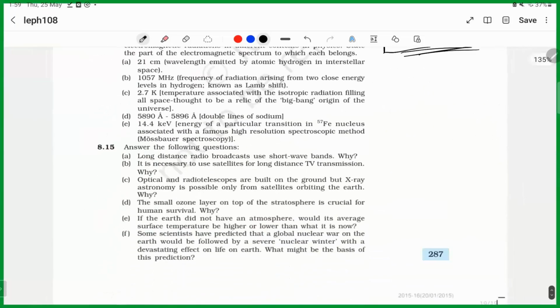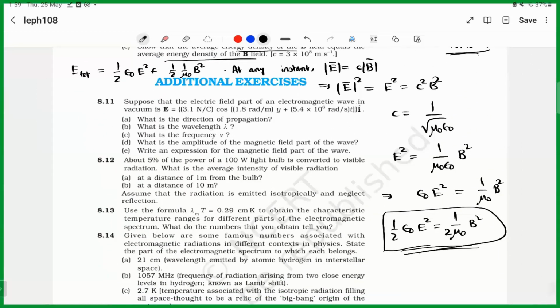Now, the additional exercises are basically of the same nature. Basically, again, remember that if the electric field is in the i-cap direction, right? So the magnetic field could be anywhere. Let's say the magnetic field is in the j-cap direction. Then the direction of propagation will be in the k-cap. What is the wavelength? Well, we know that k is equal to 2 pi by lambda, right? The propagation constant equals 2 pi by the wavelength. So lambda is simply 2 pi by k. K is 1.8. So it's 2 pi by 1.8, which is pi by 0.9.